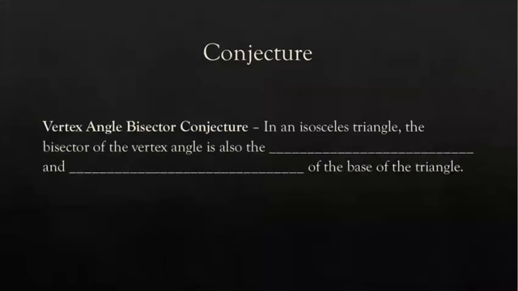Our vertex angle bisector conjecture: in an isosceles triangle, the bisector of the vertex angle is also the what? It's also the altitude. And what else was it? It was the median for the base of the triangle. So all three of those lines were the same line in an isosceles triangle. Back from our first picture, we were trying to get all those lines the same. If we had shrunk that base so that the other two sides were equal length, it would have been an isosceles triangle, and all three of those lines would have been the same one.